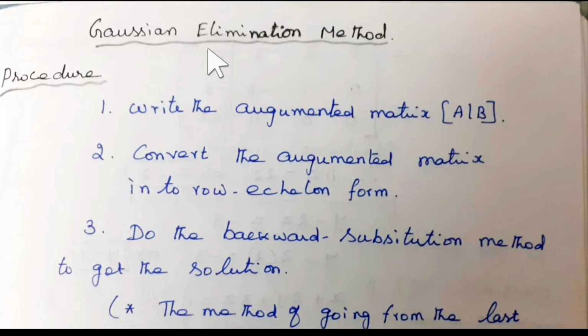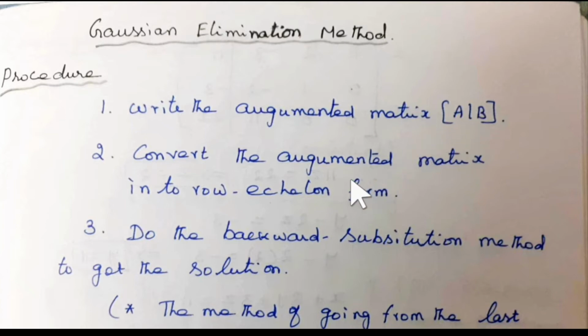Now let us see the procedure for Gaussian elimination method. Here there are 3 steps. First we have to write the augmented matrix AB. That means we have to join both A matrix and B matrix. So A matrix is nothing but all the coefficients of the unknowns, and B matrix is the set of constants written in single column. Now we have to combine both A and B matrix. That is called augmented matrix AB.